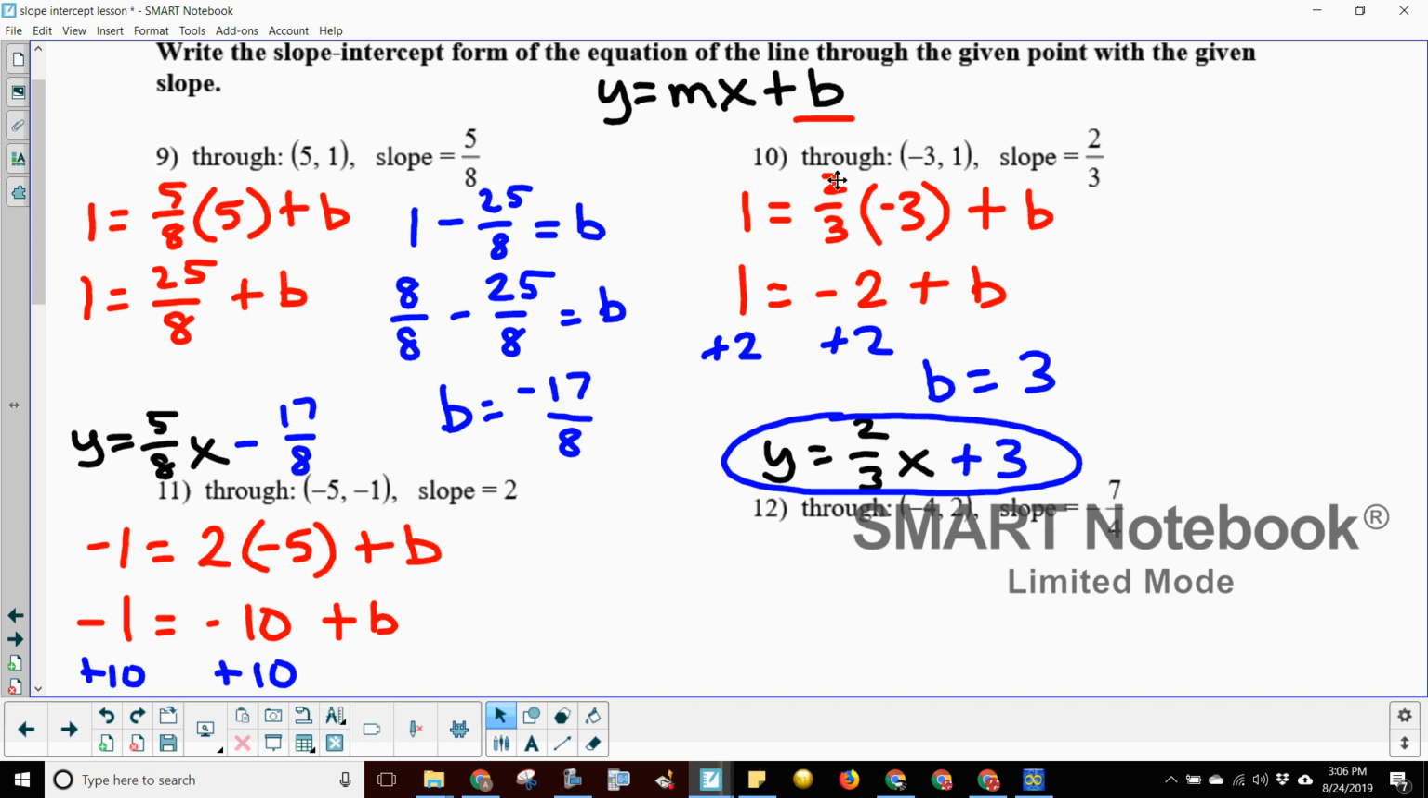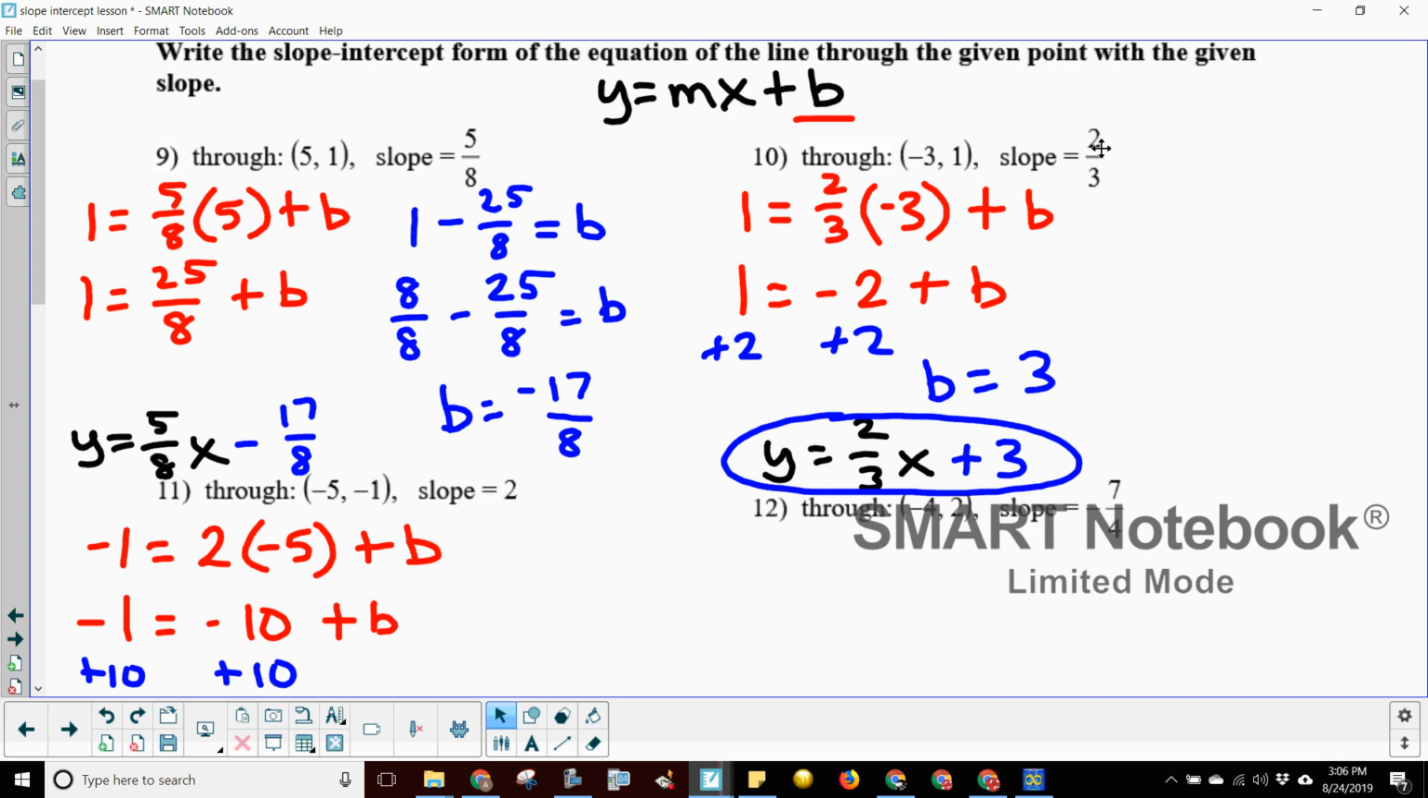Fractions aren't too bad. You just do the top times the big number. 2 times -3 is -6, and then you divide by the bottom number. -6 divided by 3 is -2. Once you're here, it's a one-step equation. Move this over, get your value for b.